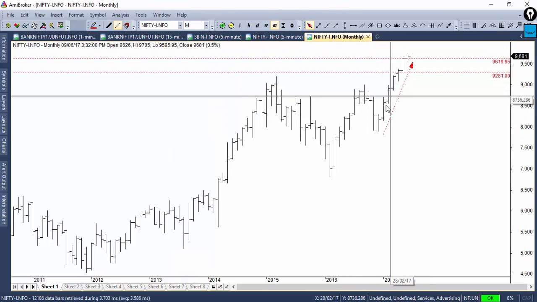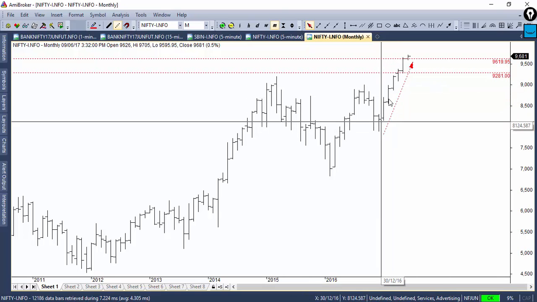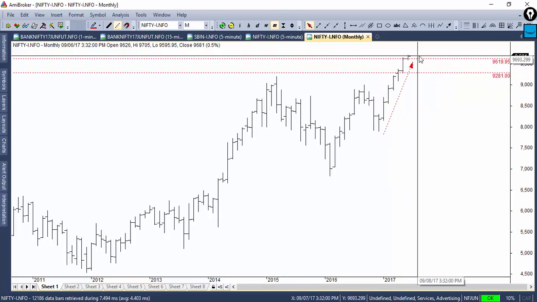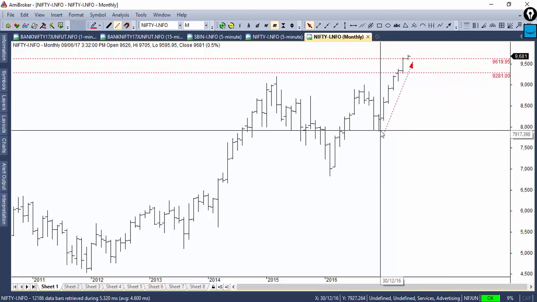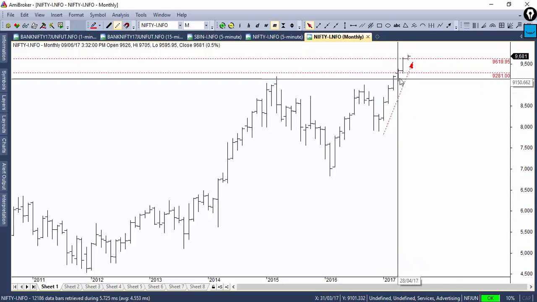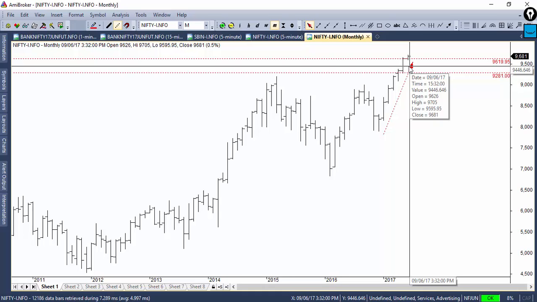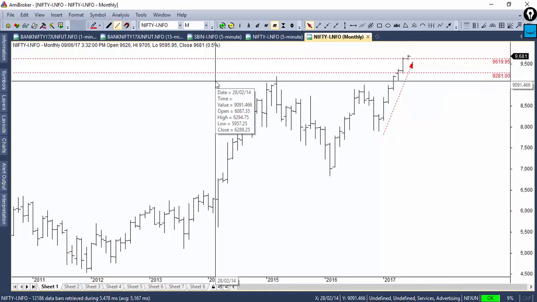The monthly time frame is trending higher. There is no weakness that has occurred so far on the monthly time frame. It's continuously hitting higher highs and higher lows without any weakness, right? So clearly the long time frame trend is up.